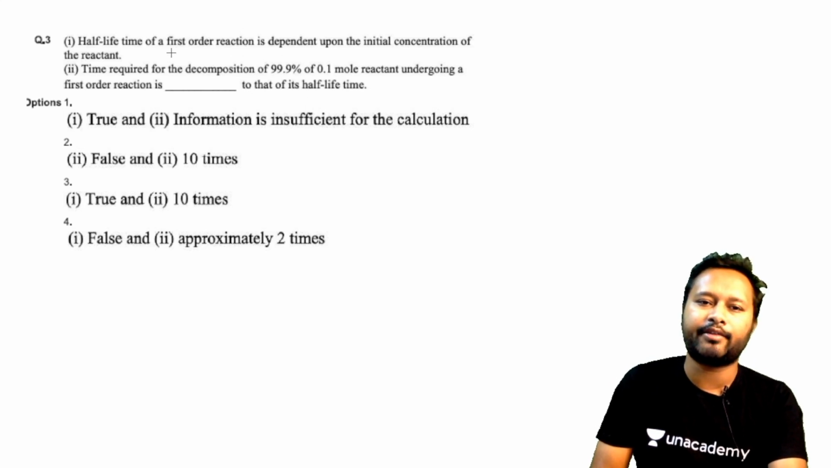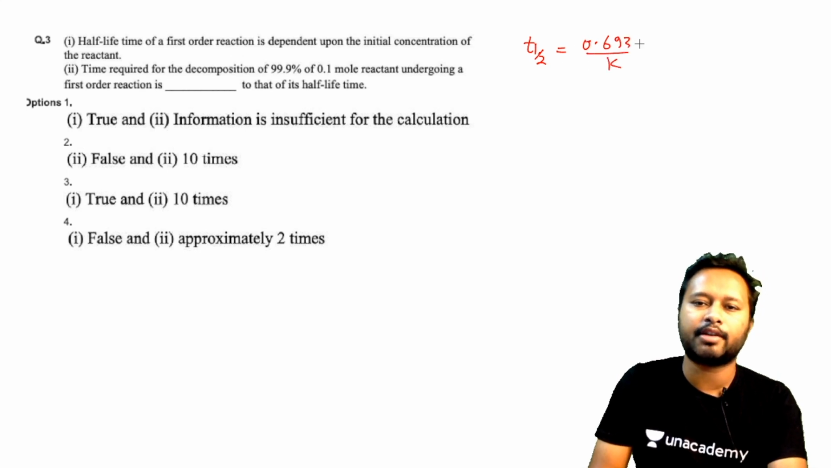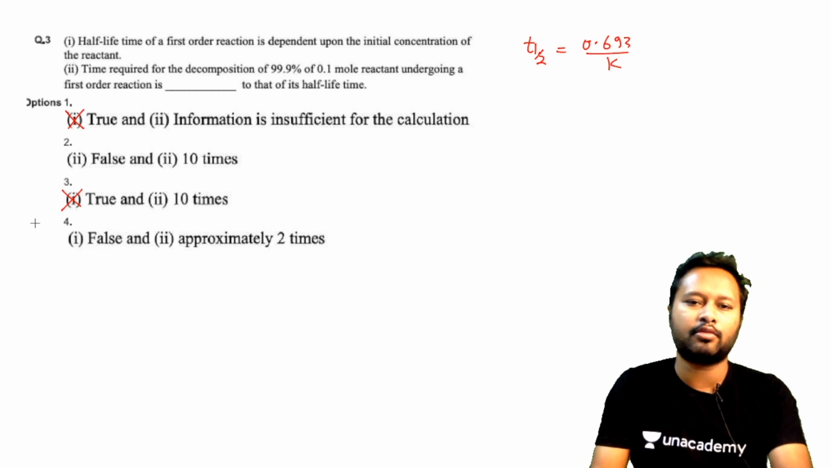First thing is, the half life of a first order reaction is dependent upon the initial concentration of the reactant. So we know that t half for a first order reaction is 0.693 upon K, right? So it does not depend upon the concentration of the reactant as such. So the first statement is false. So the first option is wrong and the third option is wrong. Either option 2 or option 4 is correct.